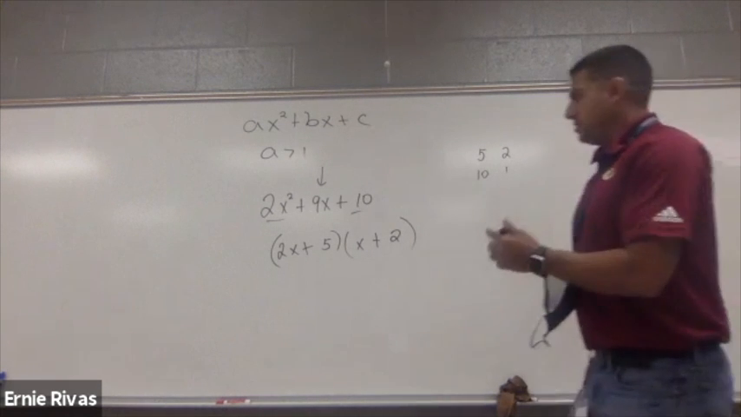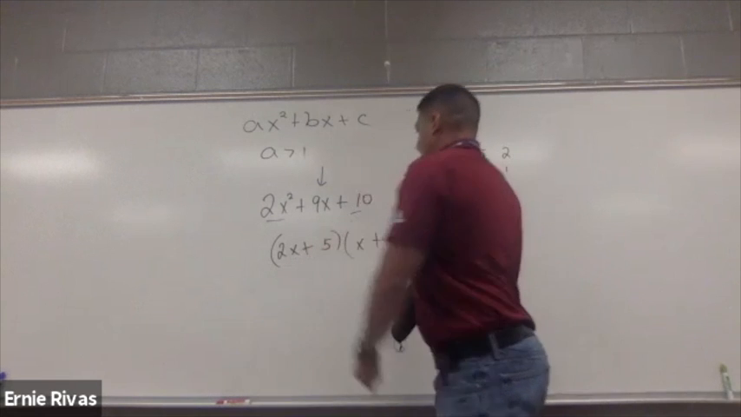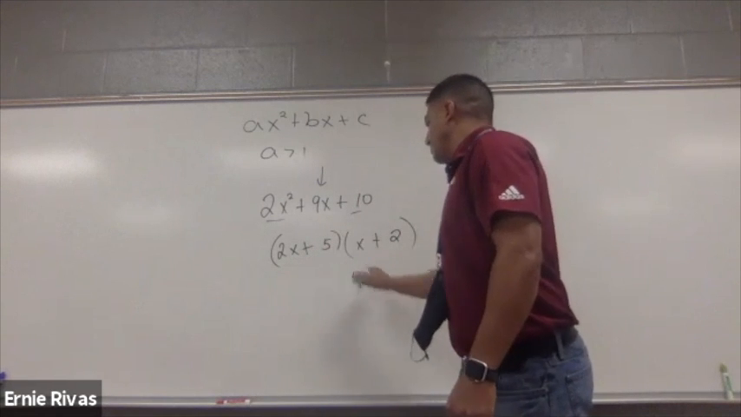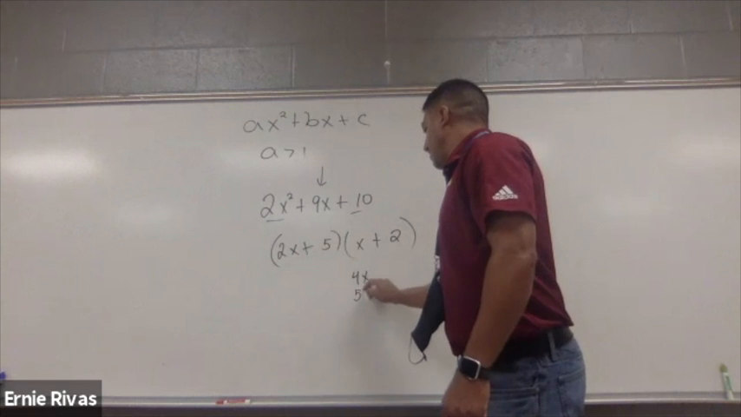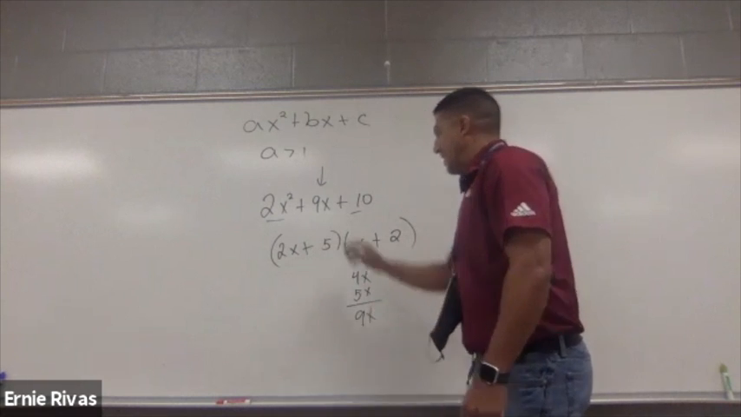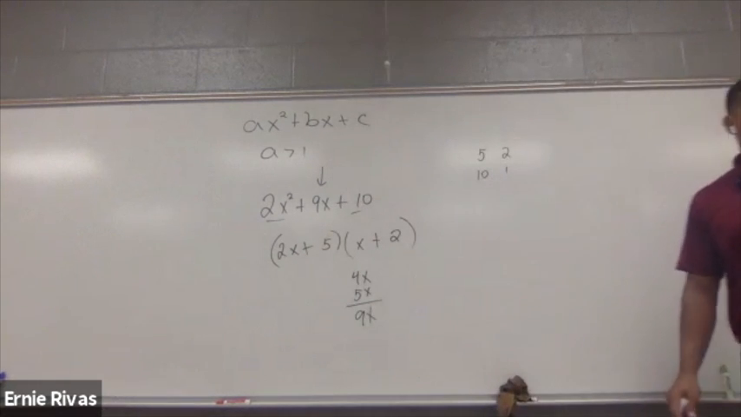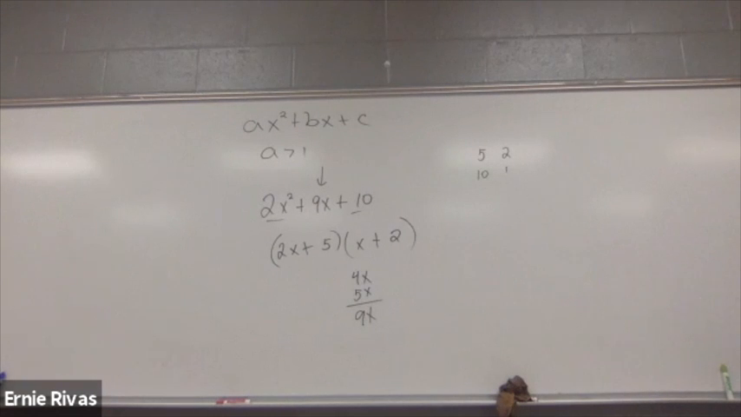So now let's double check our work. 2x times 2 gives us 4x. 5 times x gives us 5x, and together that's the 9x that we were looking for there in the middle. So all of our rules still apply that we talked about on the first couple of days of factoring.